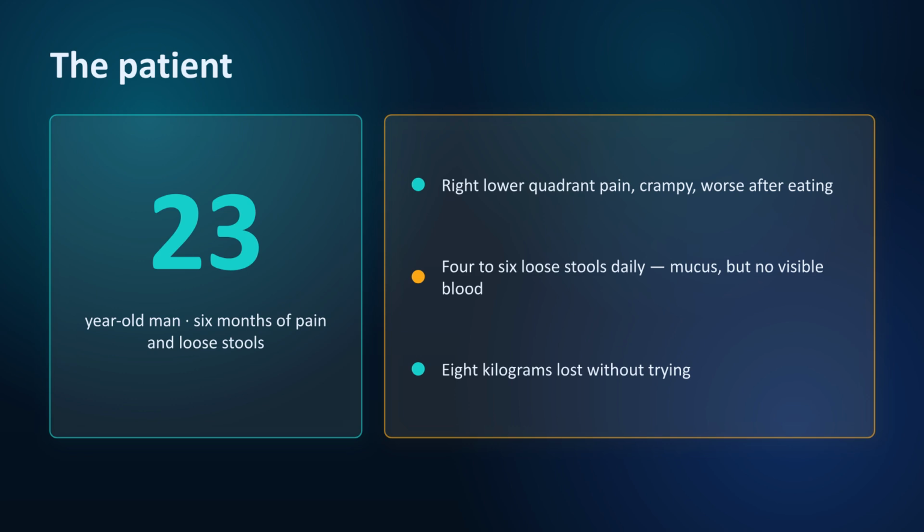A 23-year-old man comes to clinic with 6 months of symptoms. He has crampy right lower quadrant pain, and it is reliably worse after he eats. He is having 4 to 6 loose stools a day. There is mucus in them, but he has not seen blood, and he has lost 8 kilograms without trying. 6 months. Weight loss, postprandial pain. Notice already how different this sounds from the young woman with ulcerative colitis. She led with blood, he leads with pain. He is otherwise healthy, takes no regular medications, and has never been hospitalized.